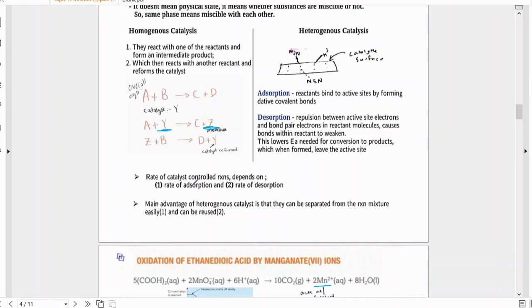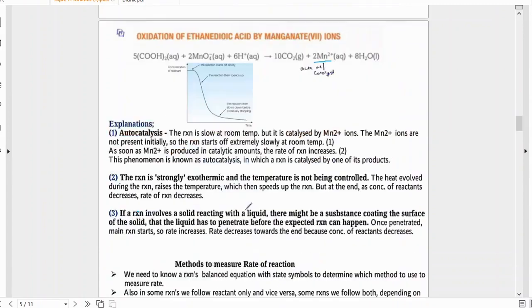On the other hand, if adsorption is too weak, then you're not going to weaken the bond within the reactants. So the rate of reaction is going to be very slow. So I hope this makes sense. And the main advantage of using heterogeneous catalysts in industries is that these catalysts can be separated from the reaction mixture because they are in a different phase, they are immiscible, and as they can be separated, they can be reused. Done, easy.